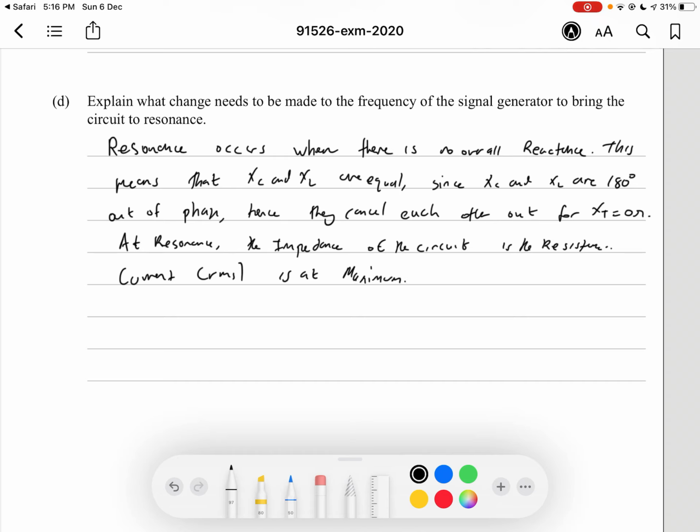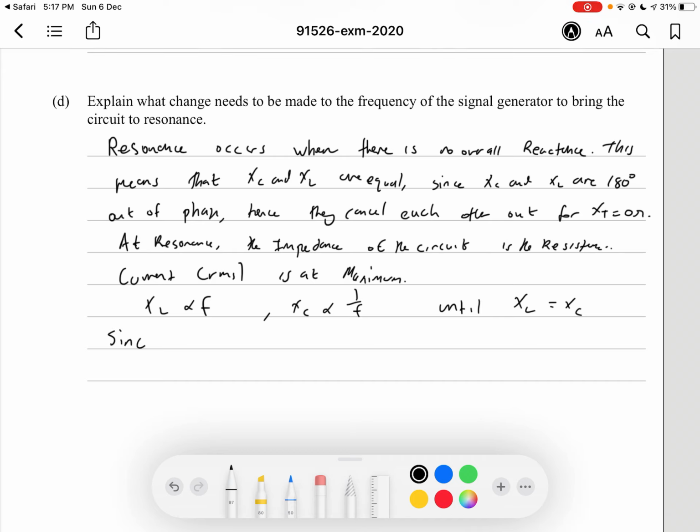Alright, so now in terms of explaining what change to be made to the frequency, first things first, we can see that XL is greater than XC, meaning that we need to find a way to reduce the XL value and increase the XC value. Since XL is proportional to frequency and XC is inversely proportional to frequency, decreasing the frequency will decrease XL and increase XC, which is what we need, since we want to decrease XL and increase XC until XL equals XC, which is where resonance occurs.